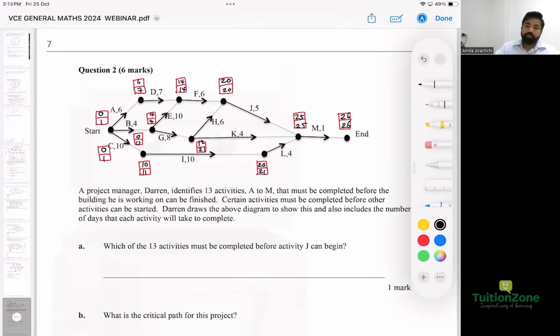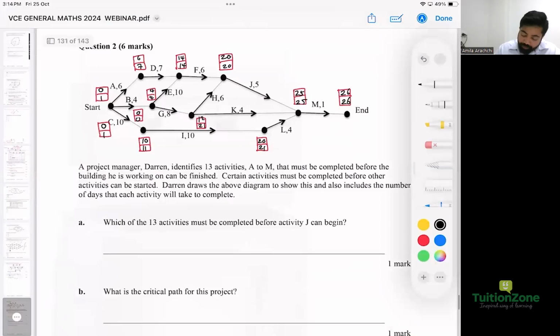All good. Let's see now. We got the EST and LST values. Now, which of the 13 activities must be completed before the activity J can begin? So where's the J? What's the critical path anyway? While looking at this one, you can fill that in first. Anyone, just put the critical path in the chat while looking at it. Yep, I can see it, but just type it in. I want to see the answer.